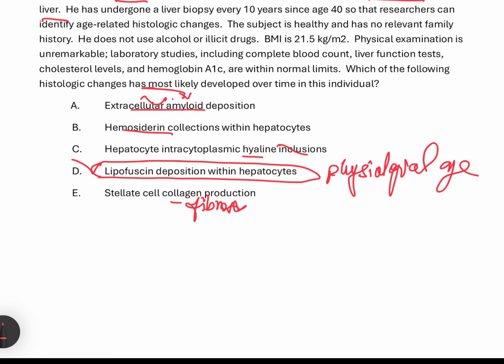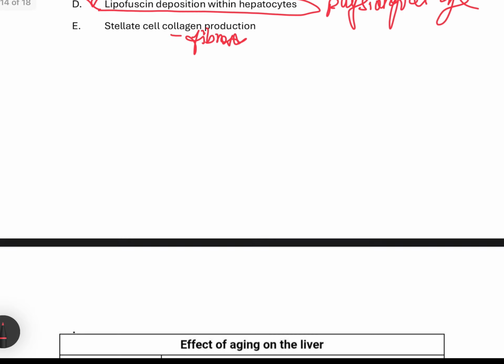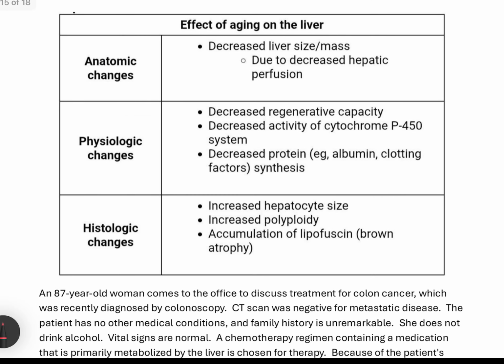But it is the most common normal physiological deposition, lipofuscin. We have a table showing the effect of aging on the liver. The anatomic changes are decreased liver size, due to decreased hepatic perfusion. The physiological changes: decreased regenerative capacity, decreased activity of cytochrome P450, and decreased metabolism.